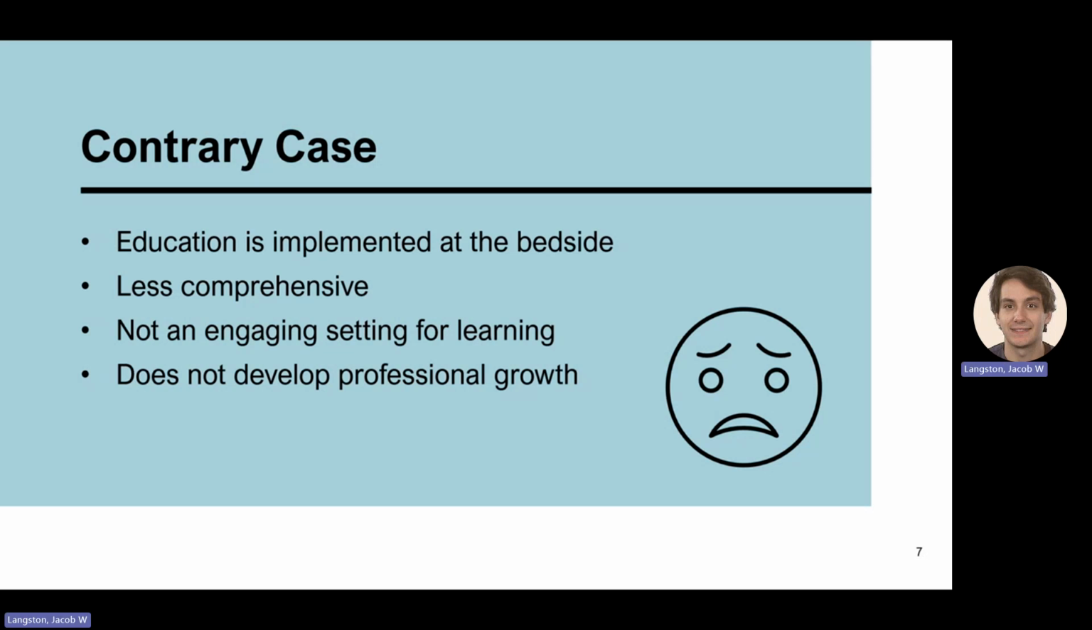Next, we'll look at a contrary case. This is if we had handled this differently. Oftentimes in these emergent situations, veteran nurses try to educate in the moment while simultaneously juggling the tasks of communicating with different disciplines, managing medications, assessing the patient, and retrieving supplies.